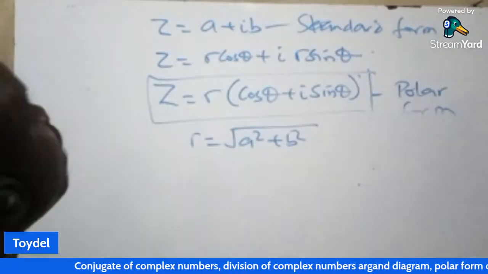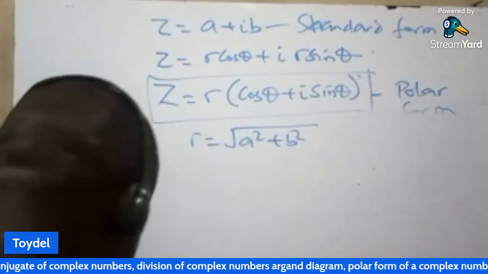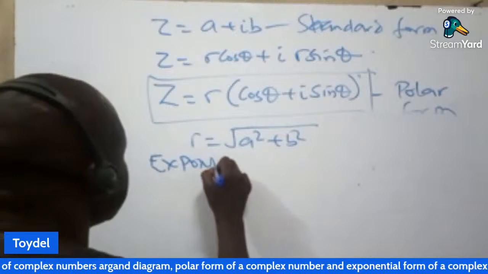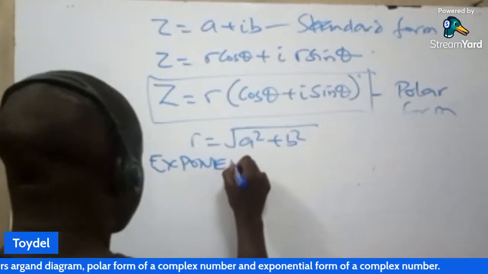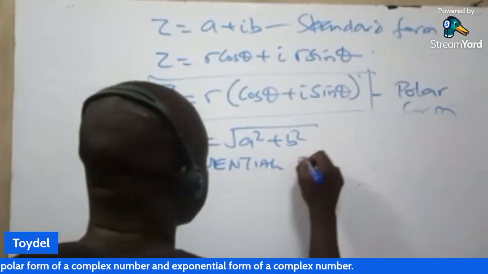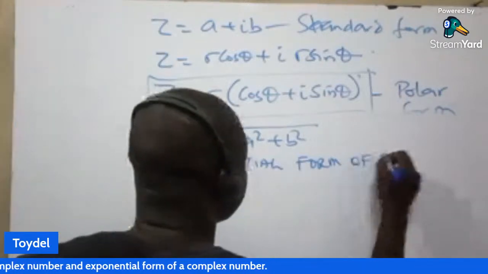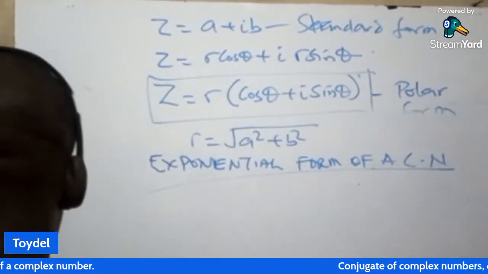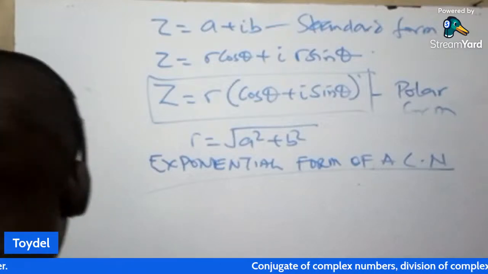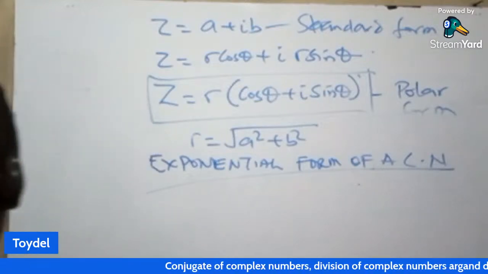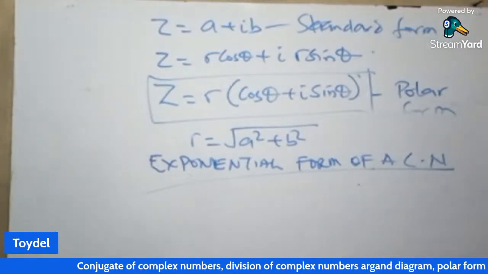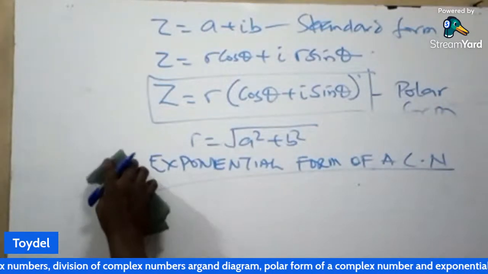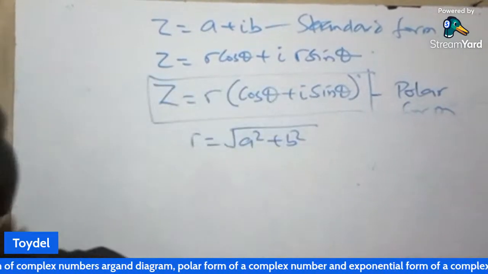Not only that, we can even have the exponential form. We can also rewrite this in exponential form, the exponential form of a complex number. All that is required is just to do some conversion, and then we get the exponential form. Let me leave the exponential form for now.